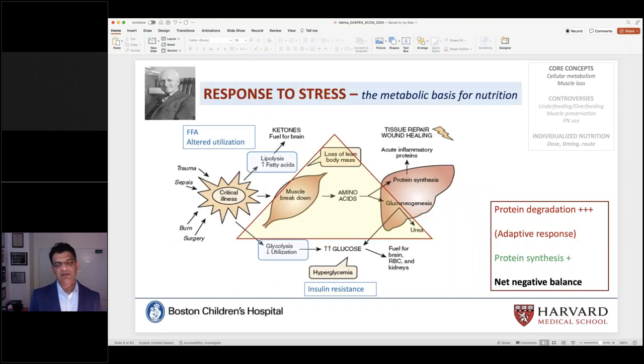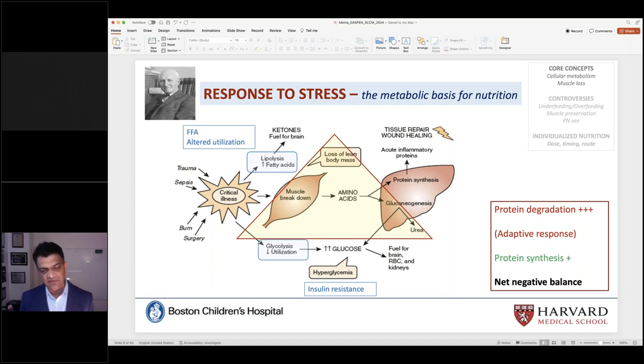This is a simplified cartoon that depicts some of the aspects of metabolic stress response. We talked about energy requirement. In addition, one of the characteristics of the metabolic stress response is this central picture, the triangle, which depicts muscle breakdown. Humans for a long time have relied on the ability to break down muscle in order to generate amino acids.